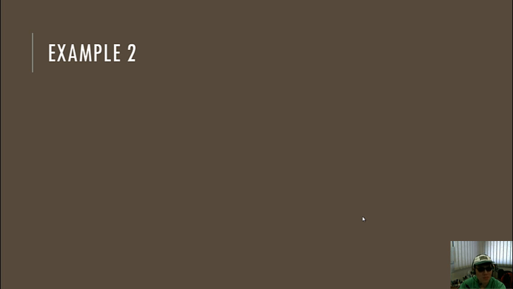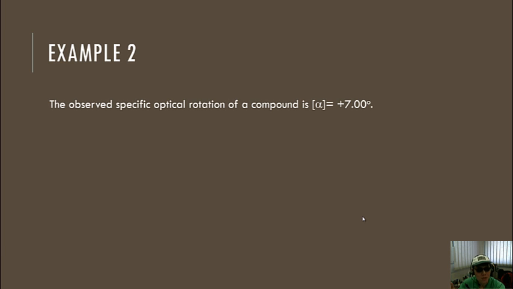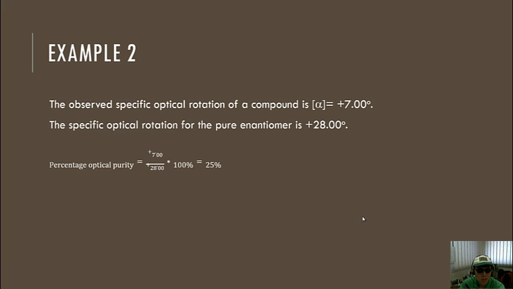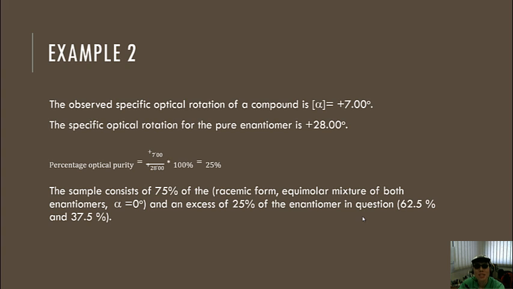Example 2. The observed specific optical rotation of a compound alpha is 7 degrees, and the specific optical rotation of the pure enantiomer is 28 degrees, again positive. So the percentage optical purity will be 7 over 28 multiplied by 100% equals 25%. It means that the sample contains 75% of the racemic form and an excess of 25% of the enantiomer in question.